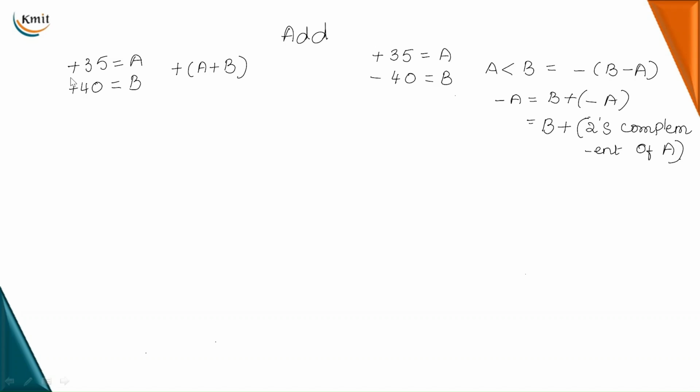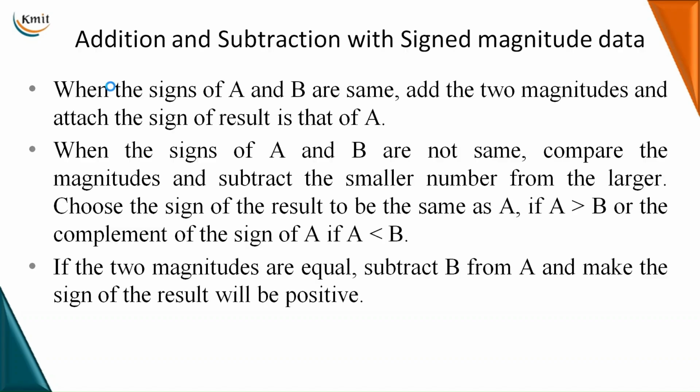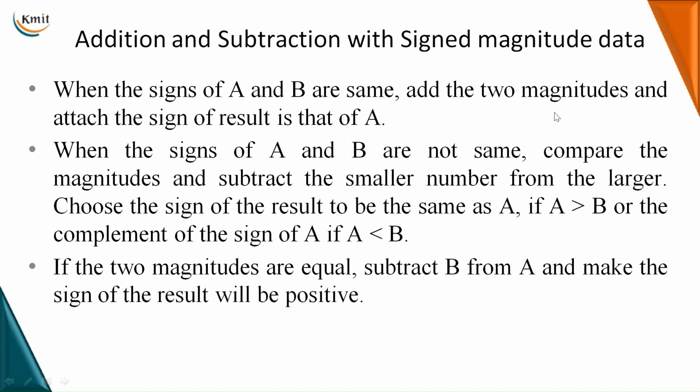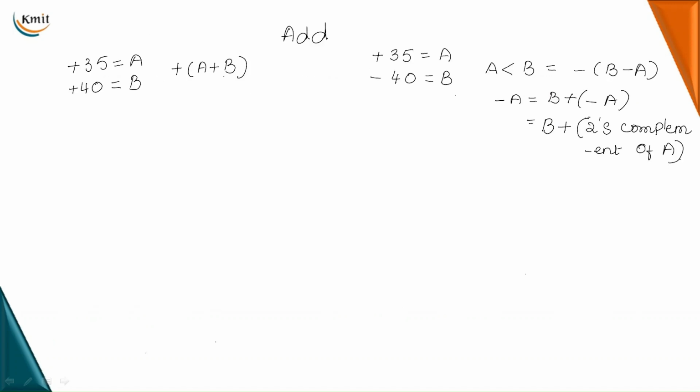Here I am taking two operands A and B, where my first operand A is a positive value, plus 35, and the second operand B is also a positive value, plus 40. Now I want to perform an addition operation. If you look at the previous table, when both operands are positive, you need to add the magnitudes of A and B and the resultant sign will be the sign of A. So I am going to add the magnitudes A plus B and the resultant sign is going to be plus.